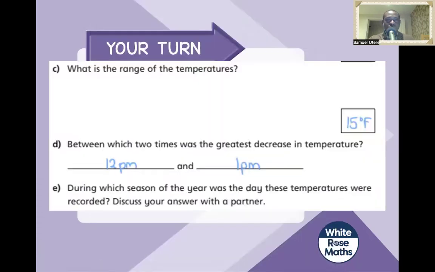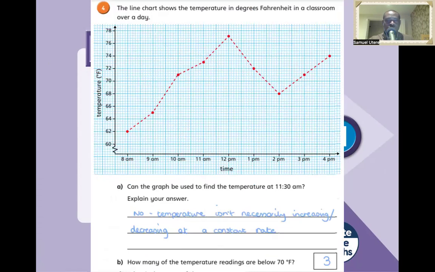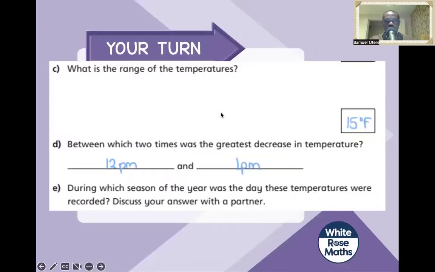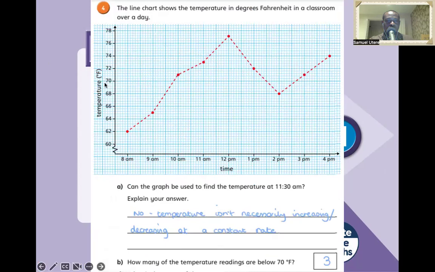And here is C. What is the range of the temperature? So you pick the lowest value, you pick the highest value, and you subtract the lowest from the highest, which is 15 degrees Fahrenheit. Always remember to write the unit as you read it from the graph.